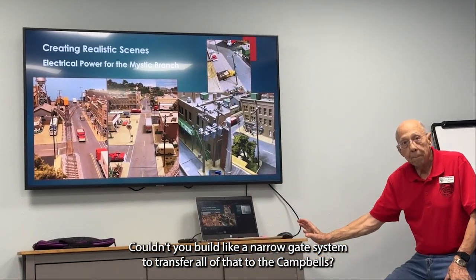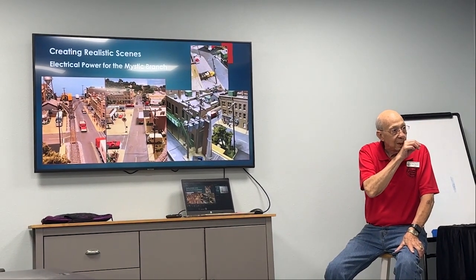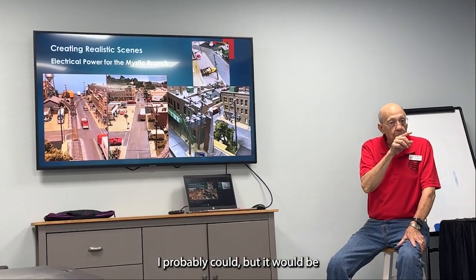Could you build like a narrow gauge system to transfer all that to Campbell's? I probably could, but it would be tricky.